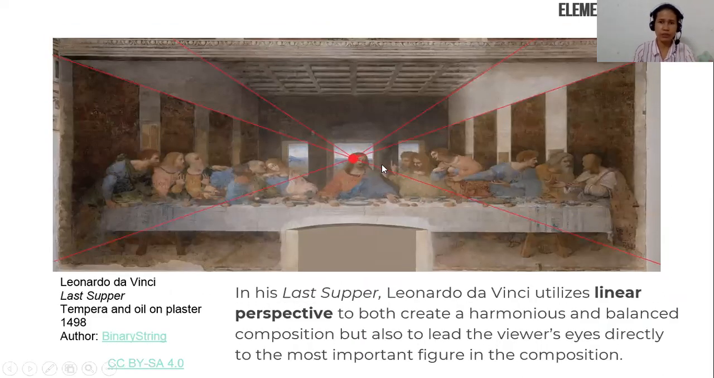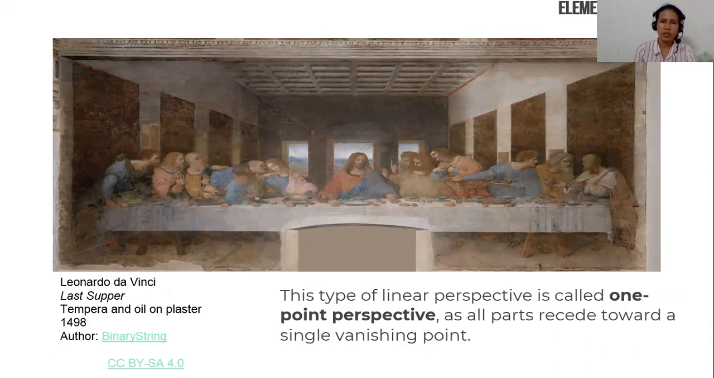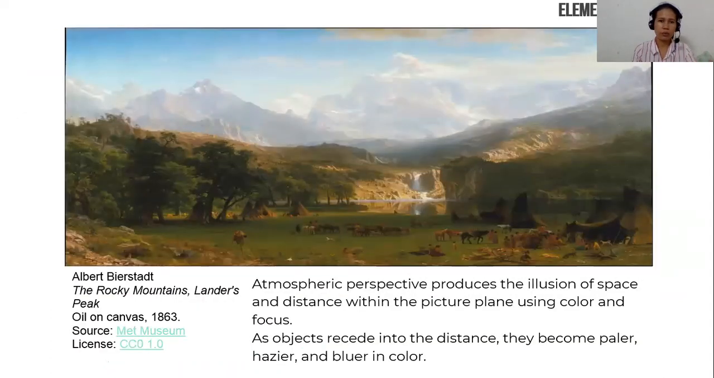So fast forward, we discussed a lot of things related to this, and now we will, again, as I have told you, continue the discussion using another perspective, and this time this is an example of an atmospheric perspective. So when we say atmospheric perspective, it produces the illusion of space and distance within the picture plane using color and focus. Okay, so with the use of color and focus, there will be this kind of appearance in this particular artwork, that we can see right now.